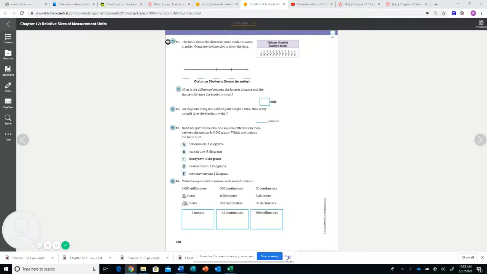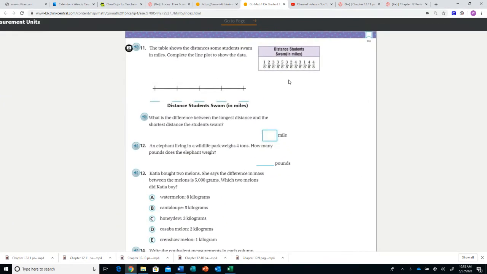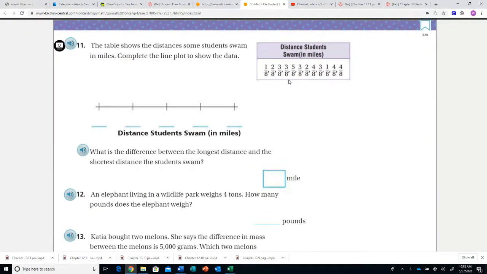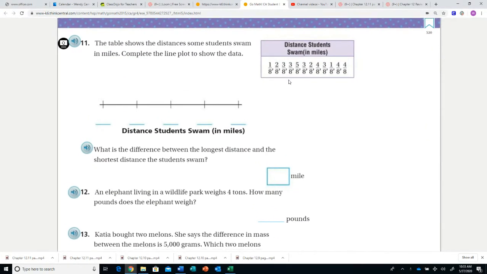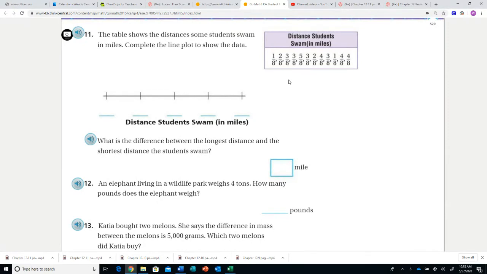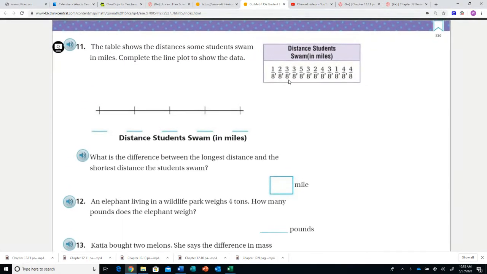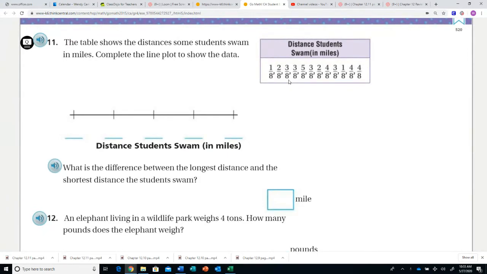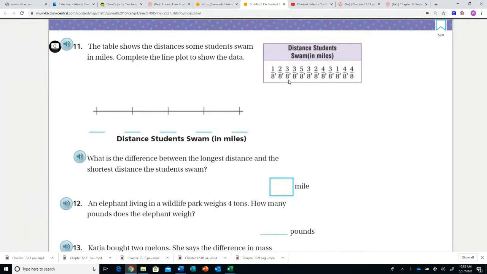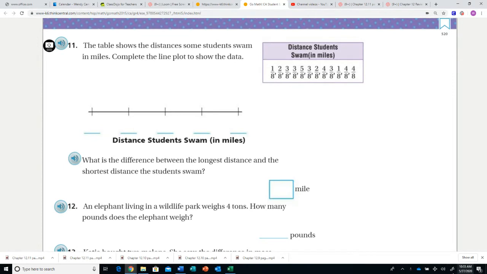Welcome back, everyone. This is the second half of the Chapter 12 review, starting on page 520 with question number 11. This is our last video to finish out Chapter 12. Question 11 has to do with the line plot. It looks like I'm only going to be able to get two complete questions in for this particular Snip and Sketch.